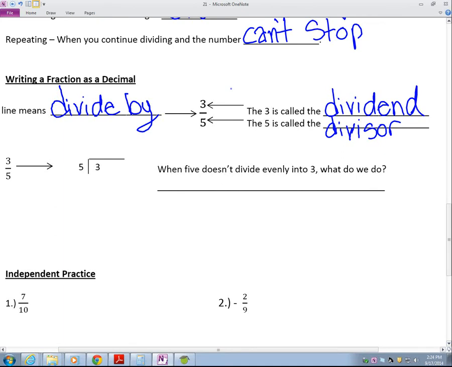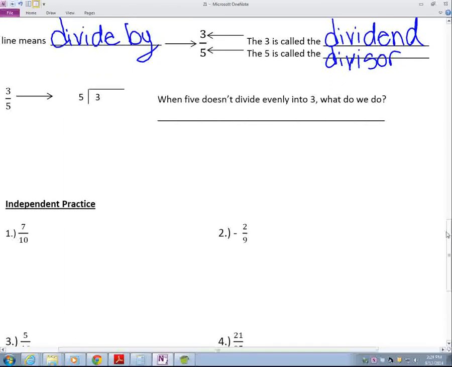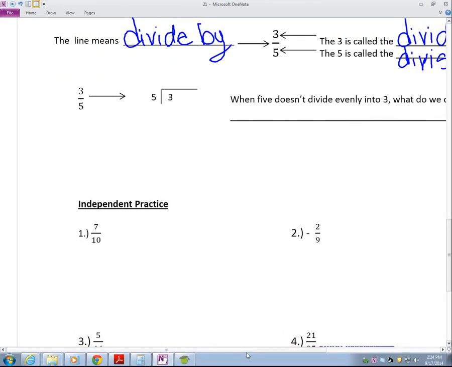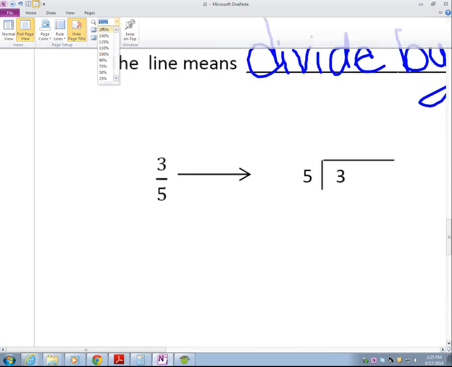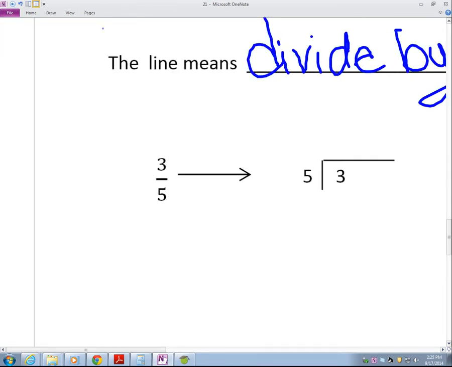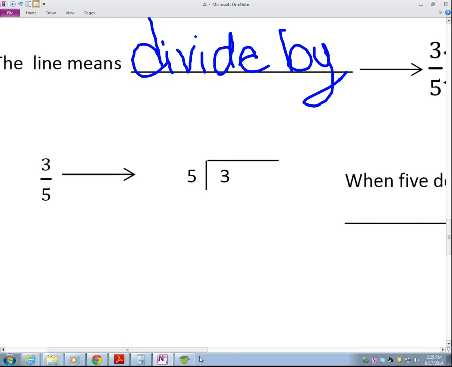All right, so we have the dividend and divisor. The dividend. Good. So we have here, notice how this guy ends up being inside. The dividend goes inside the house, I guess you could say.